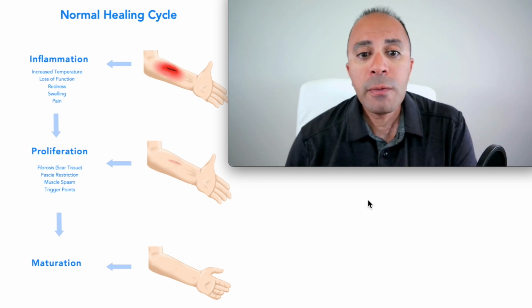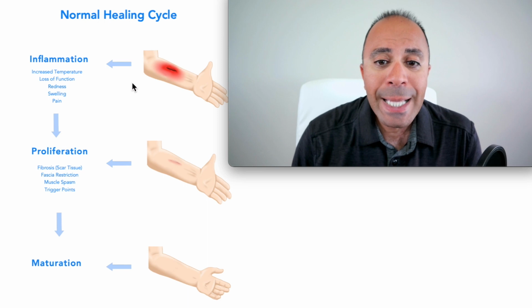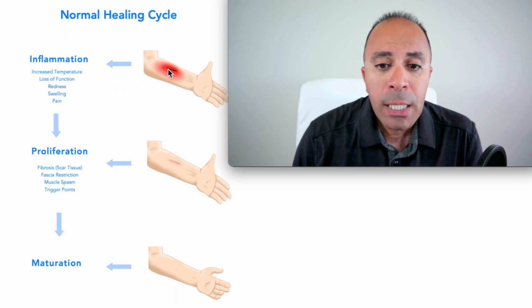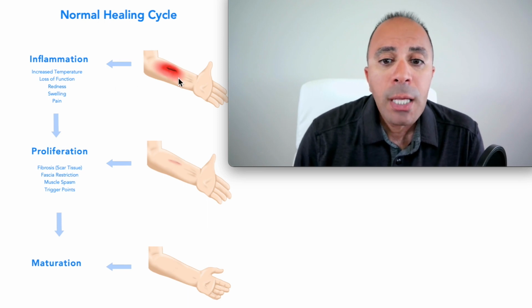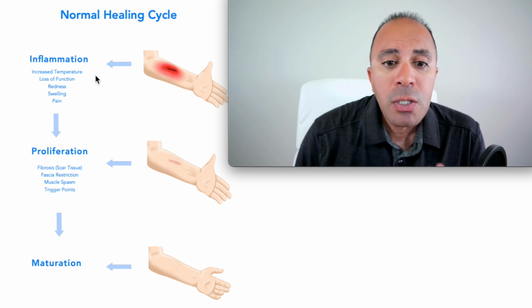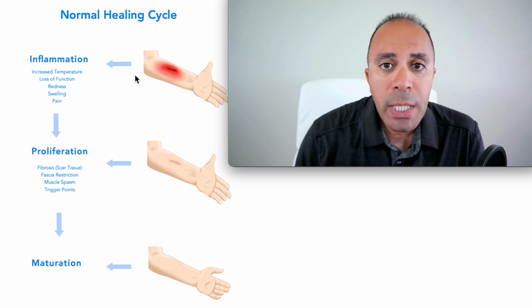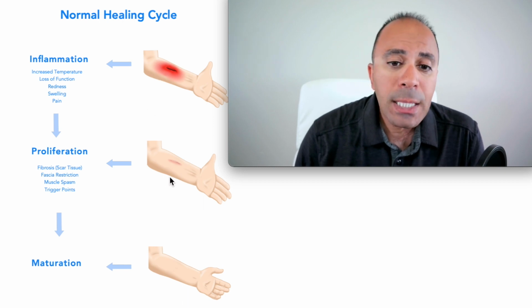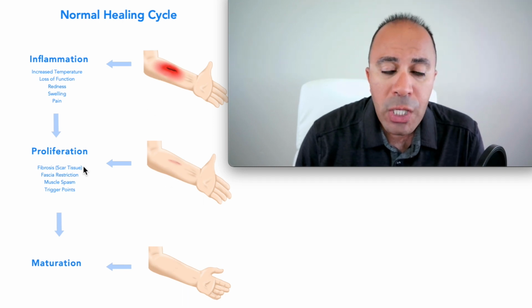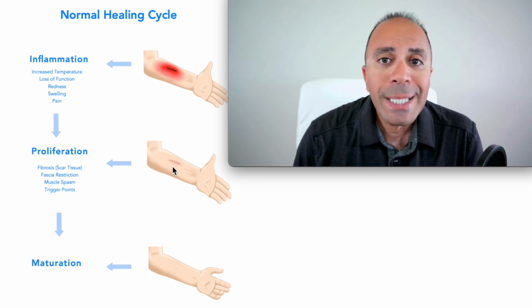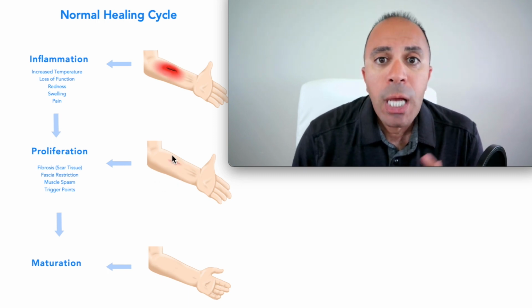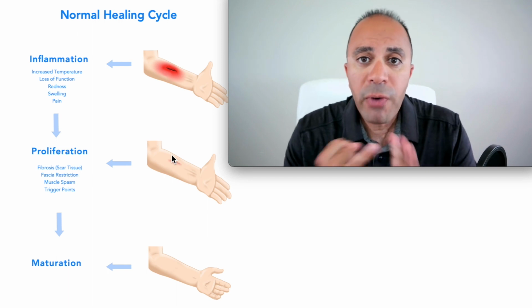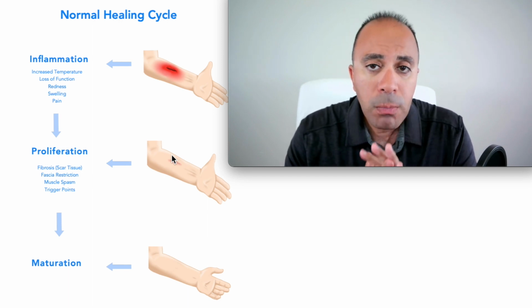So I want you to visualize a normal healing cycle with an external paper cut, like here. When you have a paper cut, you will start to have inflammation, swelling, redness, the blood starts to rush to that area, experiencing pain, decreased range of motion. The second stage of healing is called the proliferation stage. That's when your body starts to build scar tissue. During that stage in the second image here, your body starts to build scar tissue, fascial restriction, muscle spasm, trigger points.